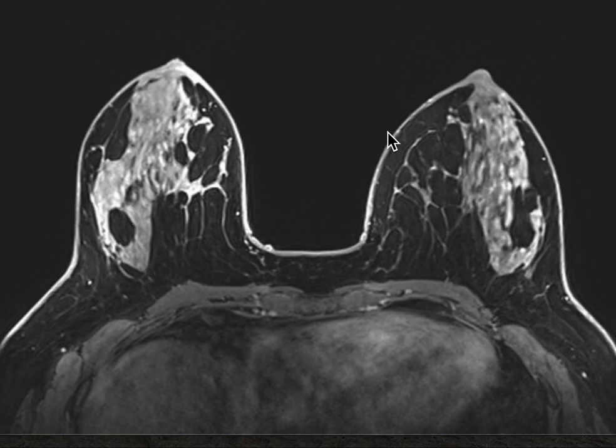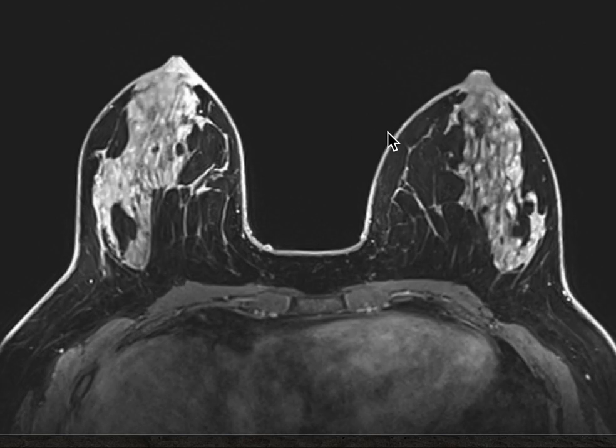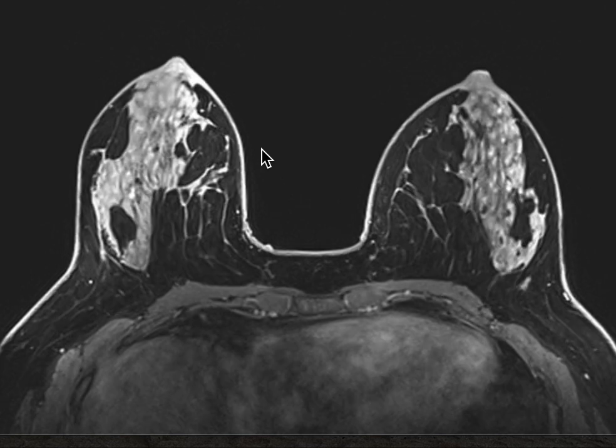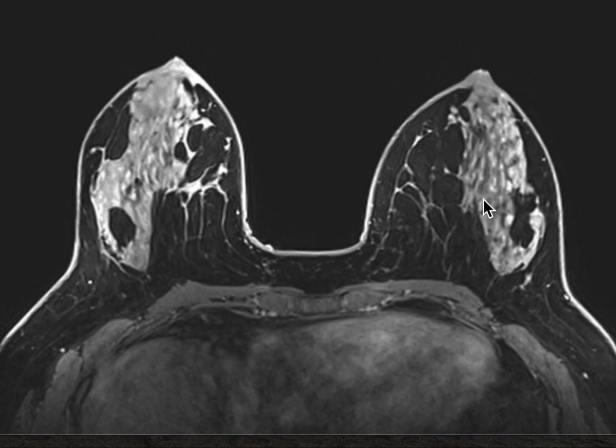In terms of where their nipples are. Now, this patient is actually pretty symmetrical, but what you're looking for in terms of nipple enhancement is asymmetric nipple enhancement. So you first look at the right breast, the left breast, then nipple asymmetry.